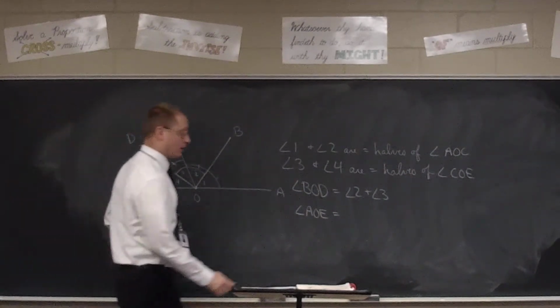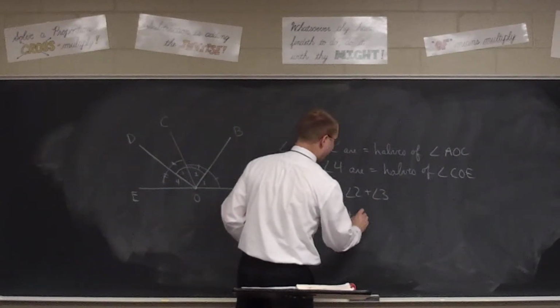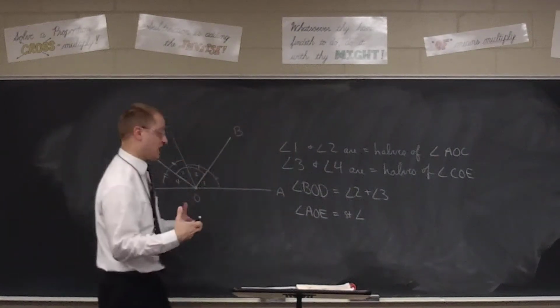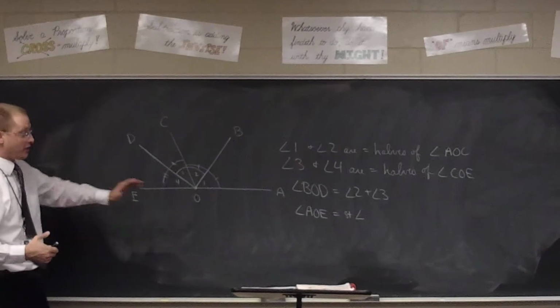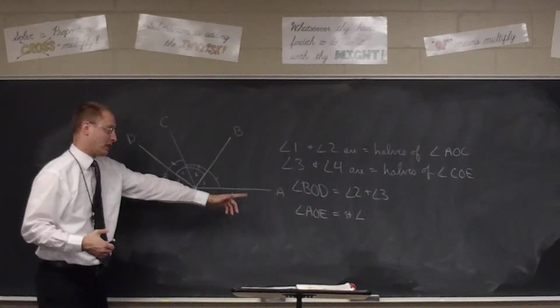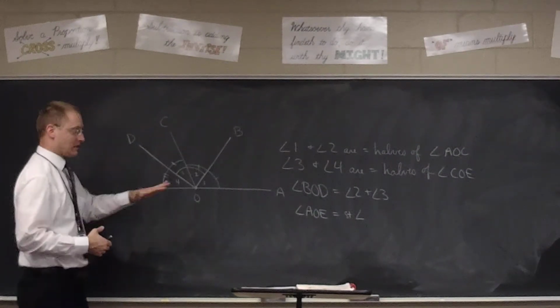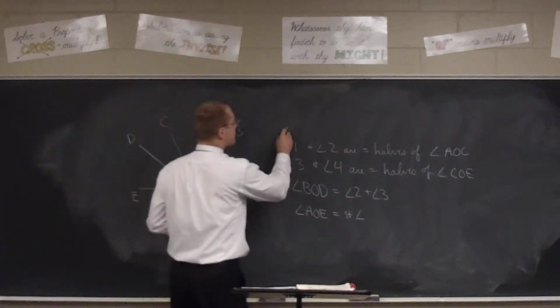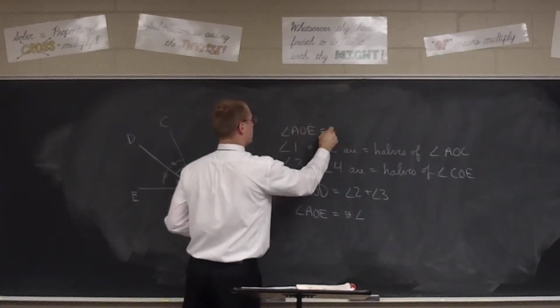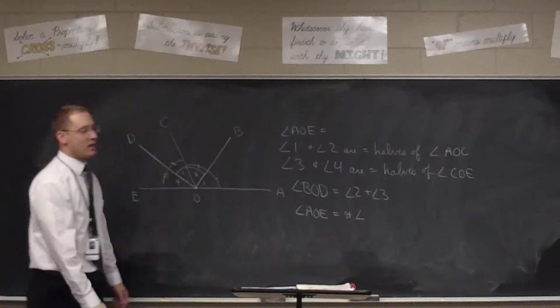It is equal to a straight angle, that's true. If indeed it's a straight line, and technically they should have stated that. I stated as we drew it. AOE is a straight line, therefore angle AOE is a straight angle. But what is angle AOE equal to? What does it consist of?